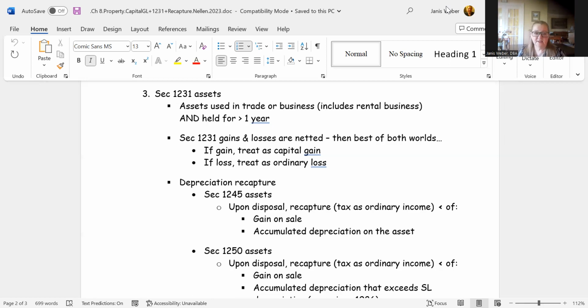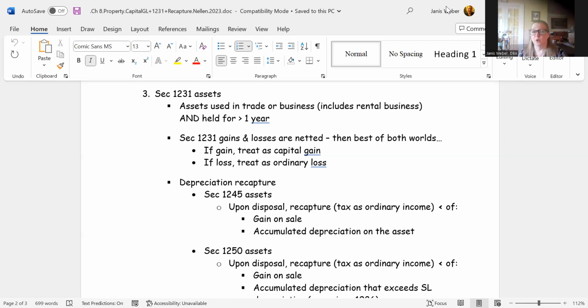Okay, so if an asset is used in a trade or business and held for more than 1 year, remember we talked about the fact that if it was not a long-term asset, it was not going to be considered a capital asset or 1231 asset. So the short-term assets automatically fall back under ordinary assets. But if it's held for more than a year, then those trade or business assets will fall under code section 1231 with the subsections 1245 for non-real estate and 1250 for real estate.